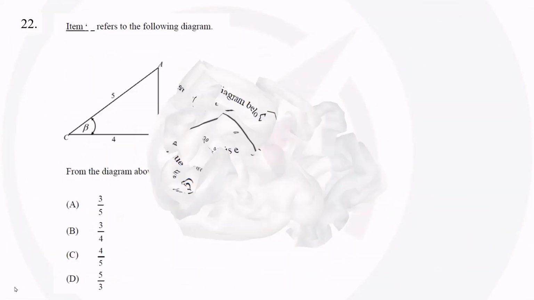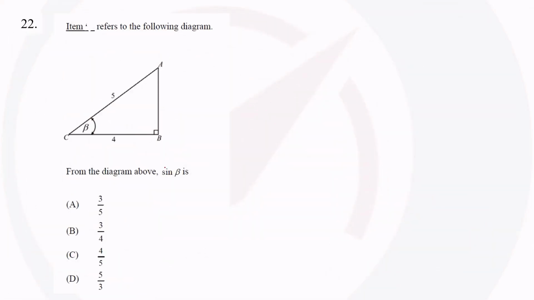Alright, next one, number 22. From the diagram above, sine beta is equal to, sine is what? The opposite over the hypotenuse. So that is our sine.